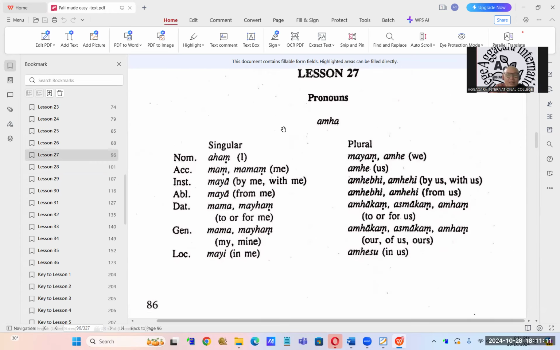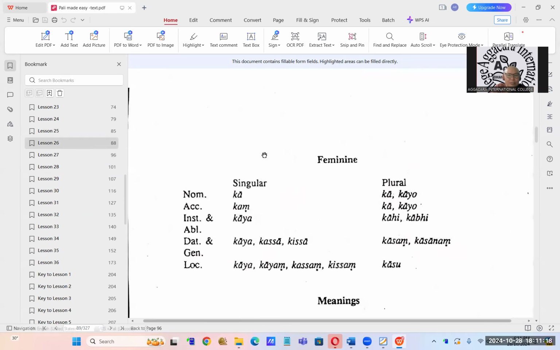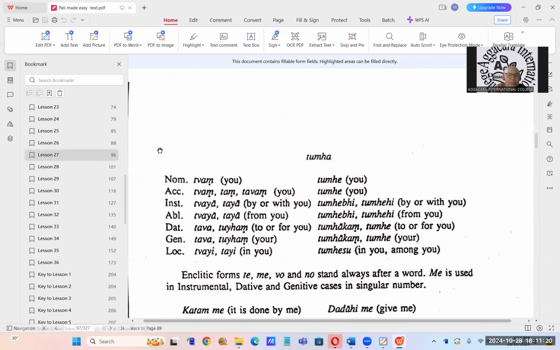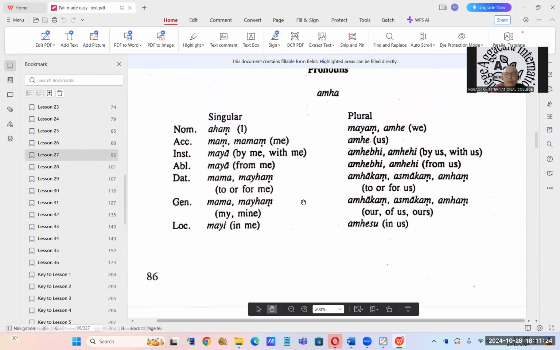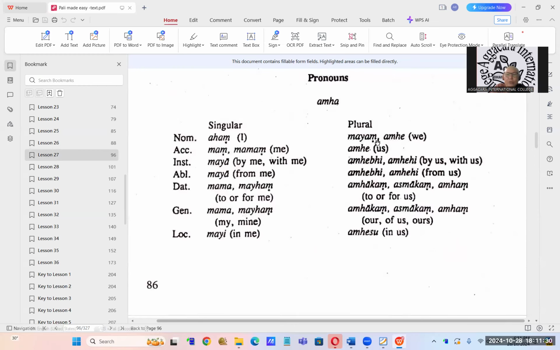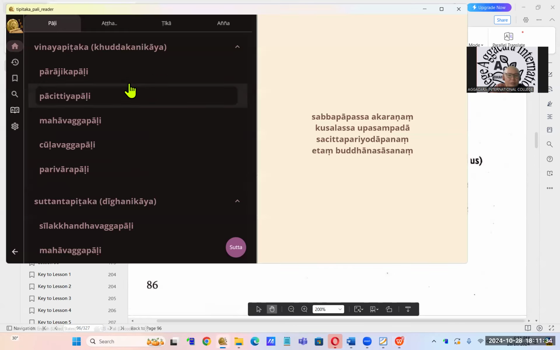All right. Now lesson 27 is pronoun. Lesson 26 is also about nouns and pronouns, but it's different. This is pronoun, and this is important because when you read the sutta, you see aham, mayam. And there is another, amhe, which is not so common, because I don't really come across this one.